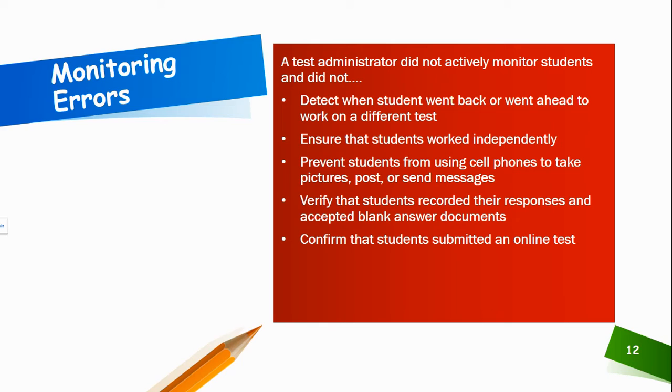A test administrator did not actively monitor students and did not detect when a student went back or went ahead to work on a different test. They did not ensure that students worked independently. They did not prevent a student from using a cell phone to take pictures, post, or send messages. They did not verify that the students recorded their answers and accepted a blank answer document. And they did not confirm that the students submitted their online test.